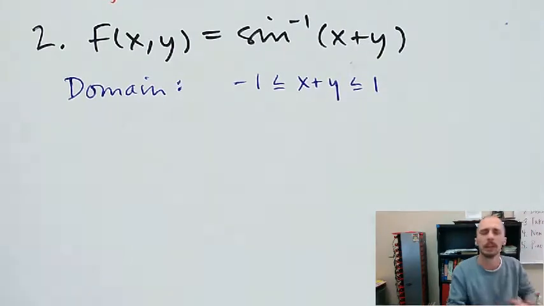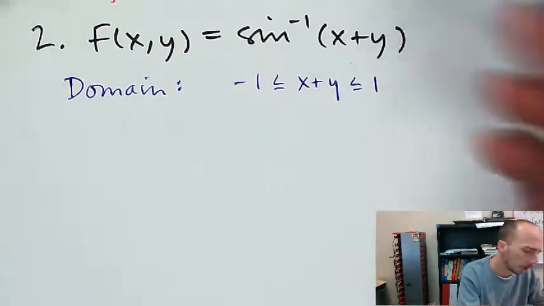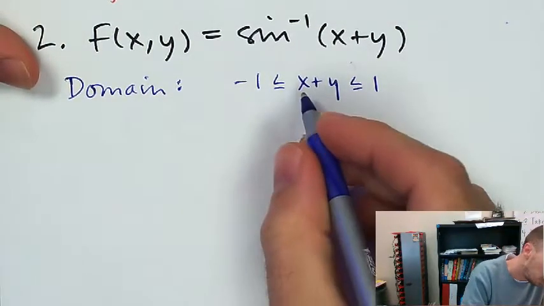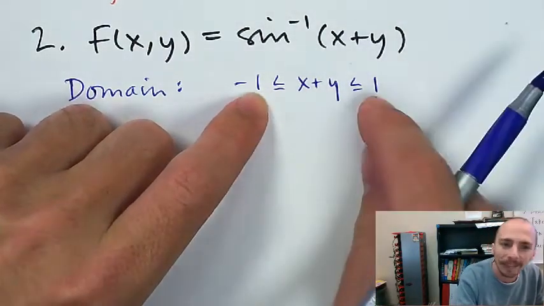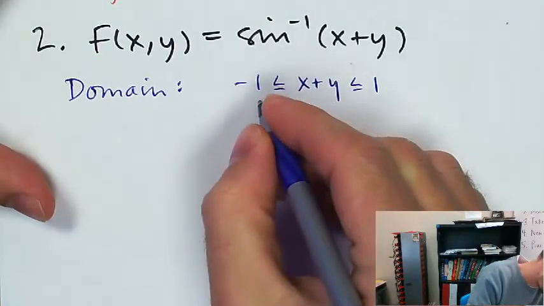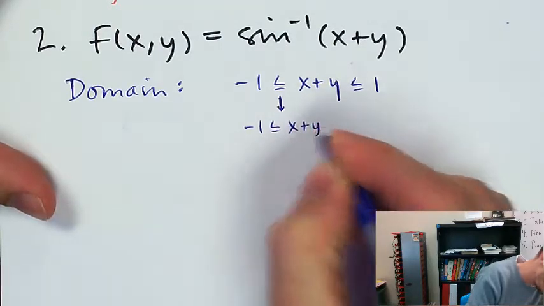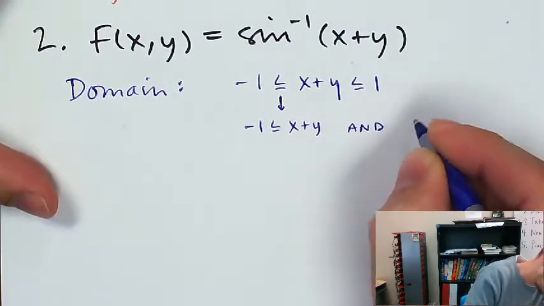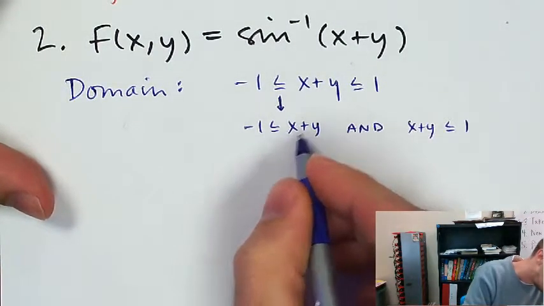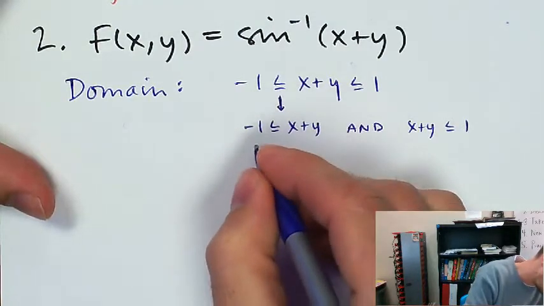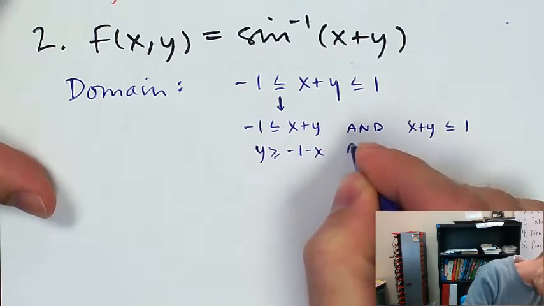But what does this really mean? If you just need an algebraic specification, I suppose you could settle with that. But I want to be able to draw you a picture like I drew for the other domain. So both of these inequalities are true. This gives me -1 is less than or equal to x plus y, and x plus y is less than or equal to 1. And then I'm just going to solve for y. So y is going to be greater than or equal to -1 minus x.